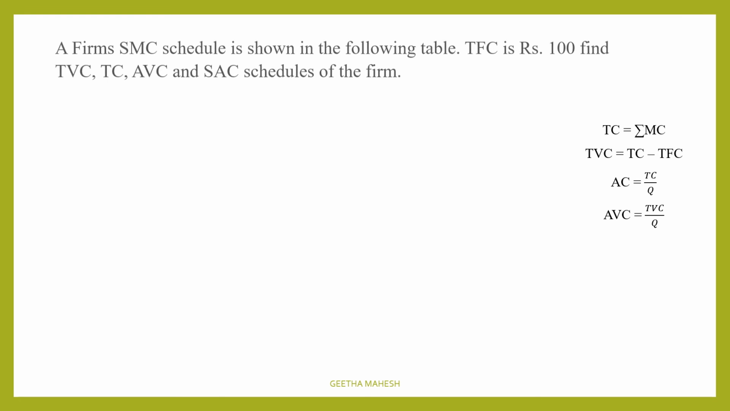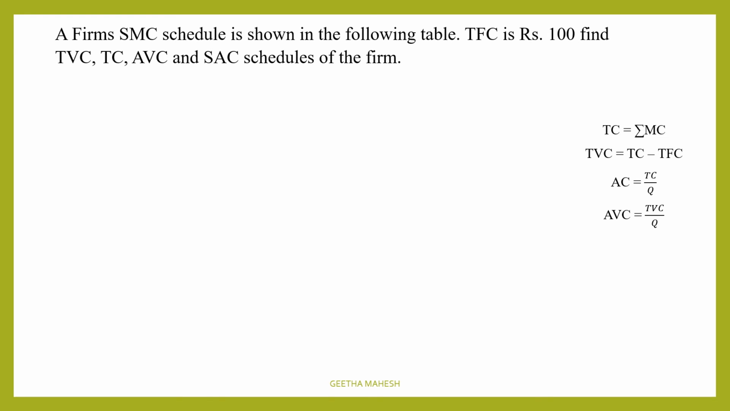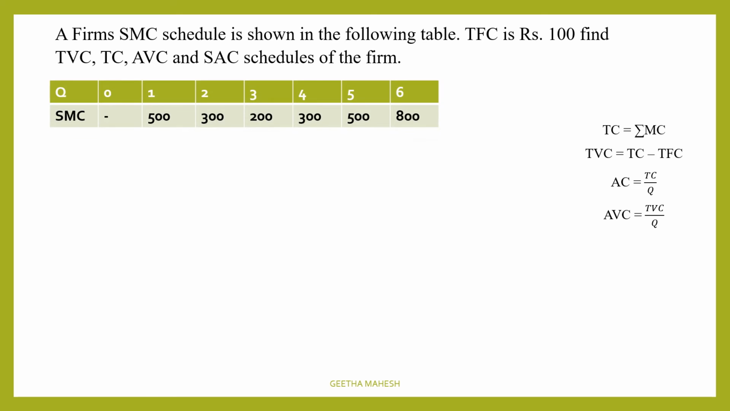Dear students, on short run cost, there will be a problem. We need to calculate a few things with the given information. You can see here short run marginal cost is given in this schedule. By making use of this and total fixed cost, which is equal to 100, we need to find out total variable cost, total cost, average variable cost and short run average cost.